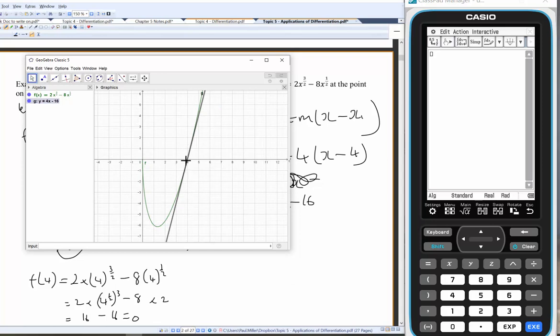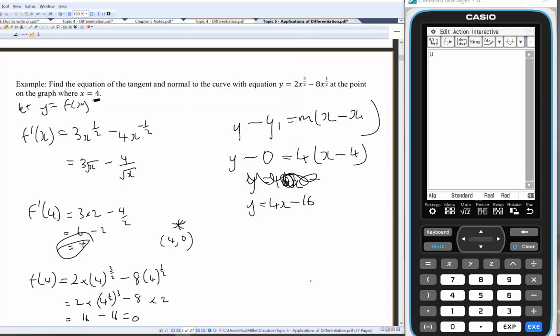Now, when we get the normal, it's just going to go perpendicular to that line there. So let's do the normal as well. m1, the gradient of the original, is 4. That means the gradient of the normal is going to be -1 over 4. We know that it contains the point (4, 0), so the normal at that point must go through that point as well. We'll just use the same approach. y take 0 equals -1 over 4, x take 4. y equals negative x on 4 plus 1, I believe.